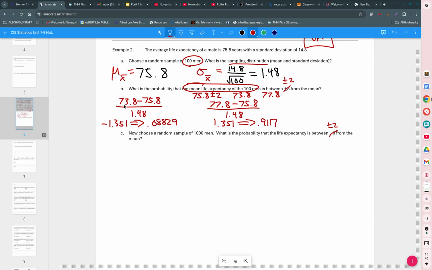Did everybody come up with a negative 1.35 and a positive 1.35? And if you notice, what's nice about your computer is it does convert it perfectly to these probabilities, which are 0.08 and 0.91. So the question is, what is the probability that it's between those? What would I then do to those probabilities? We would subtract them. So we would take the 0.9117 and we would subtract 0.08829. And out of that, I come up with 0.8234.